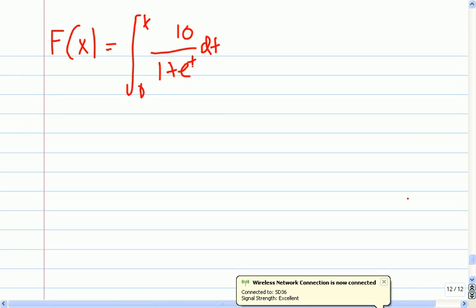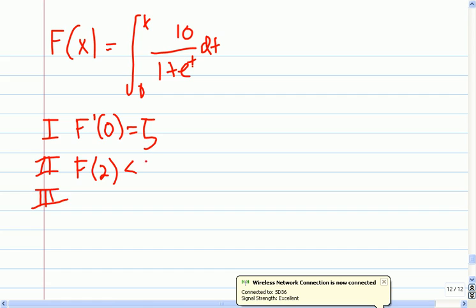Okay, so in this, there is a quick way to answer this question as well. Really, again, it relies on how quickly you can bring that knowledge back. The first thing says f prime of 0 equals 5. The other one says f of 2 is less than f of 6. And then the last one says f is concave up.